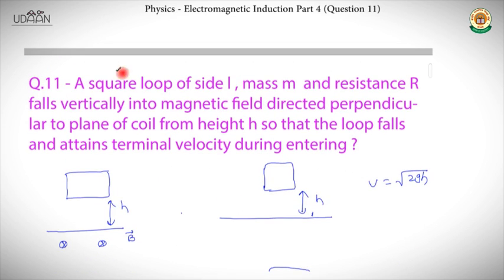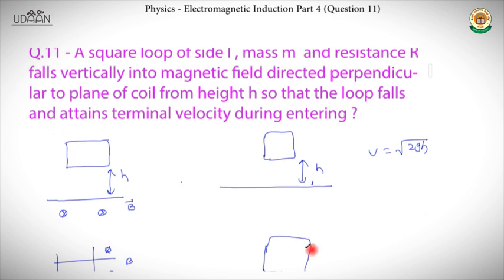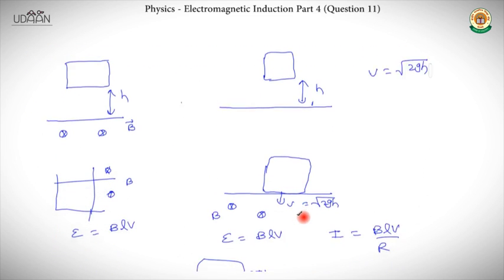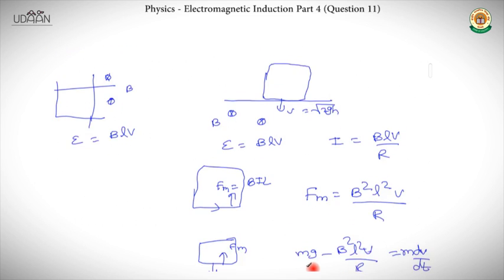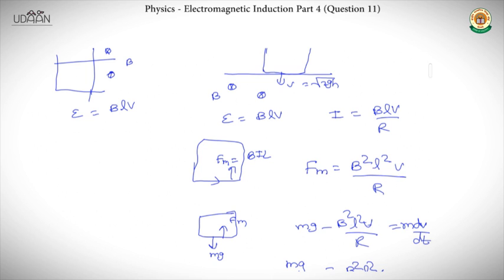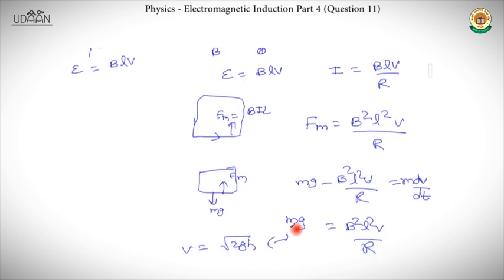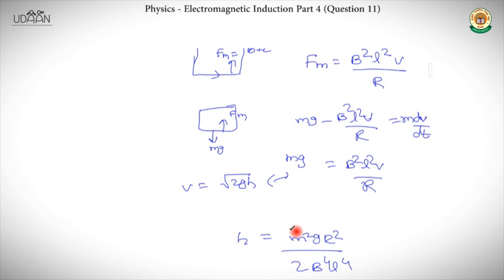The question seems to be a confusing one, because nothing directly has been given to us. But just using again the concept of motional EMF and properly visualizing what is happening in the question, and by the force equations, and keeping in mind all the conditions given in the question, we could find the solution of it. And so thus height came to be m square g r square by 2 B to the power 4 L to the power 4. So this was question number 11.